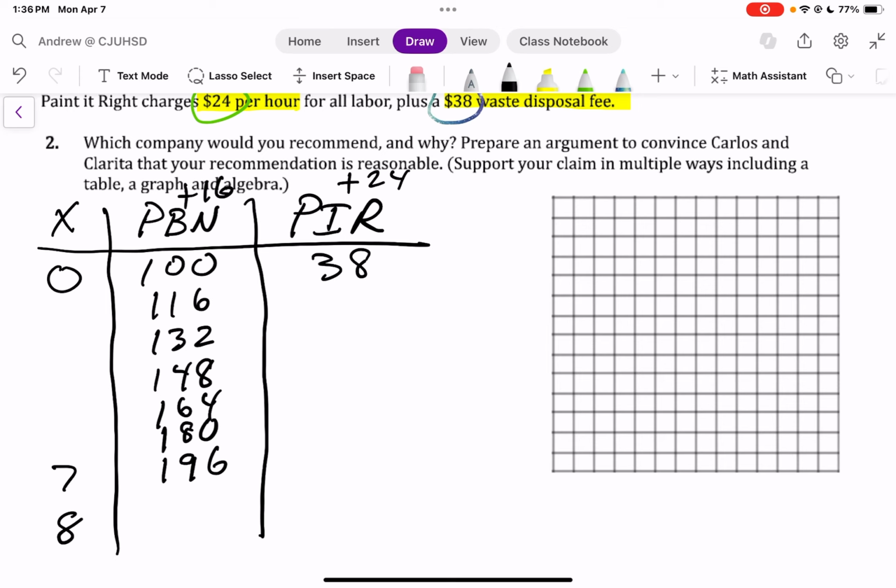Let's see. 196 and another 16 is going to be 212. 212, let me just erase the 7. Put it here. And so 1, 2, 3, 4, 5, 6, 7. There we go. And then Paint It Right starts at $38, and we're going to add 24 onto that, and keep adding 24 as I go down.